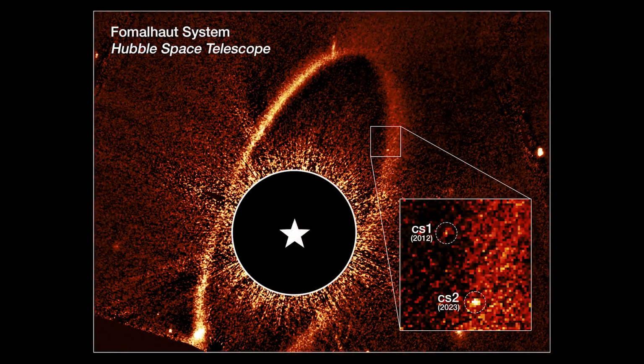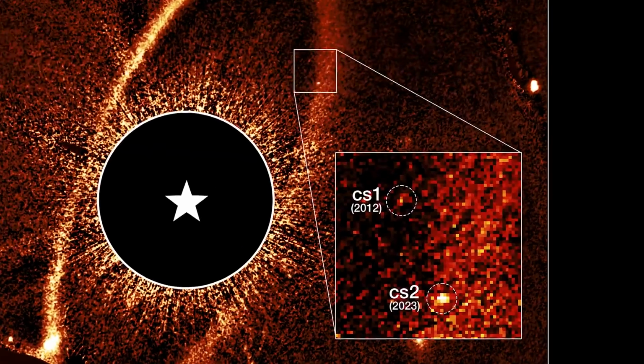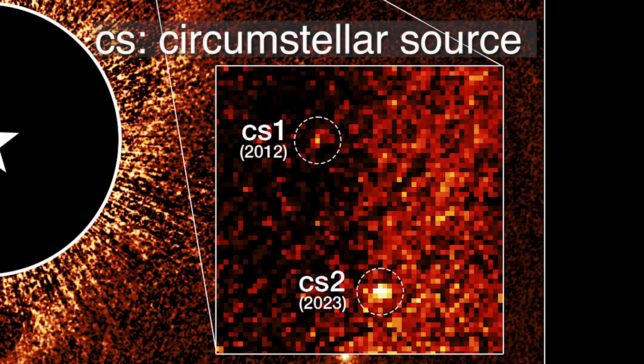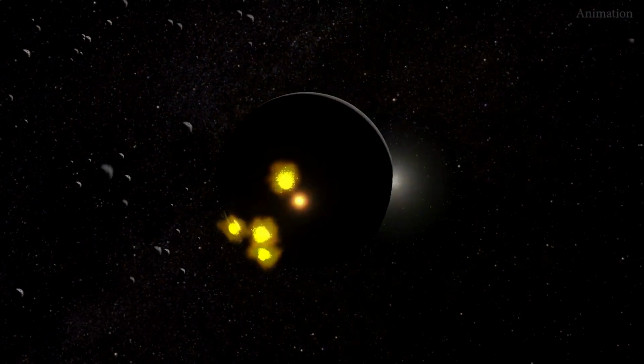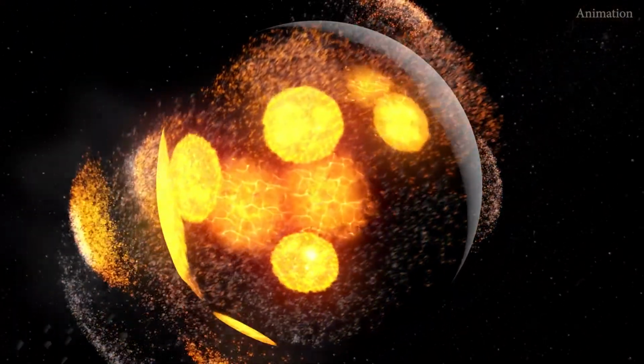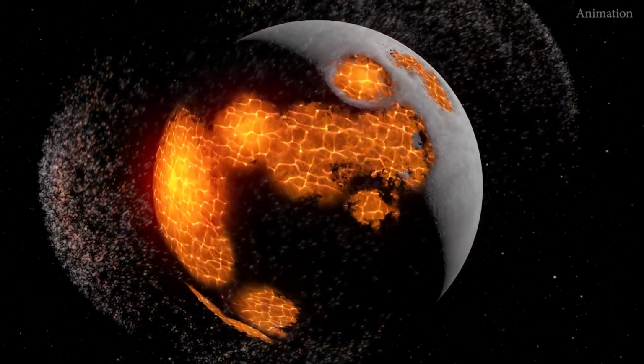While searching for it in recent Hubble images, they found another unexpected point of light in a similar spot. They named the original object CS1 and the new one CS2. Collisions like these play a key role in shaping planetary systems, but they're rare and hard to study. This discovery gives astronomers a unique chance to estimate both the size and number of colliding objects in Fomalhaut's debris disk, something that's nearly impossible to do otherwise.